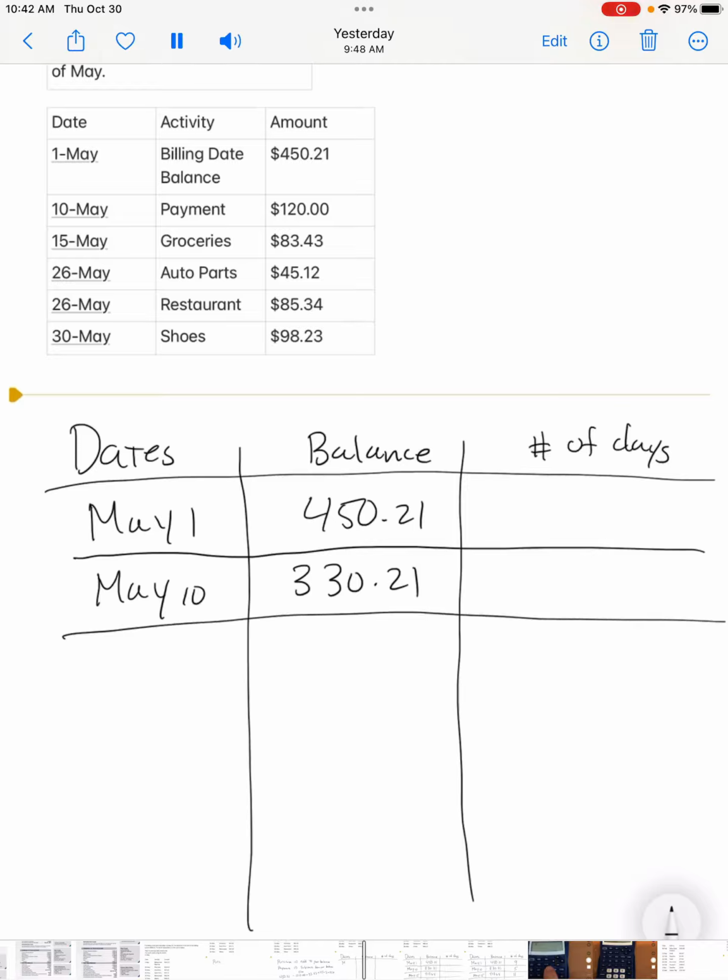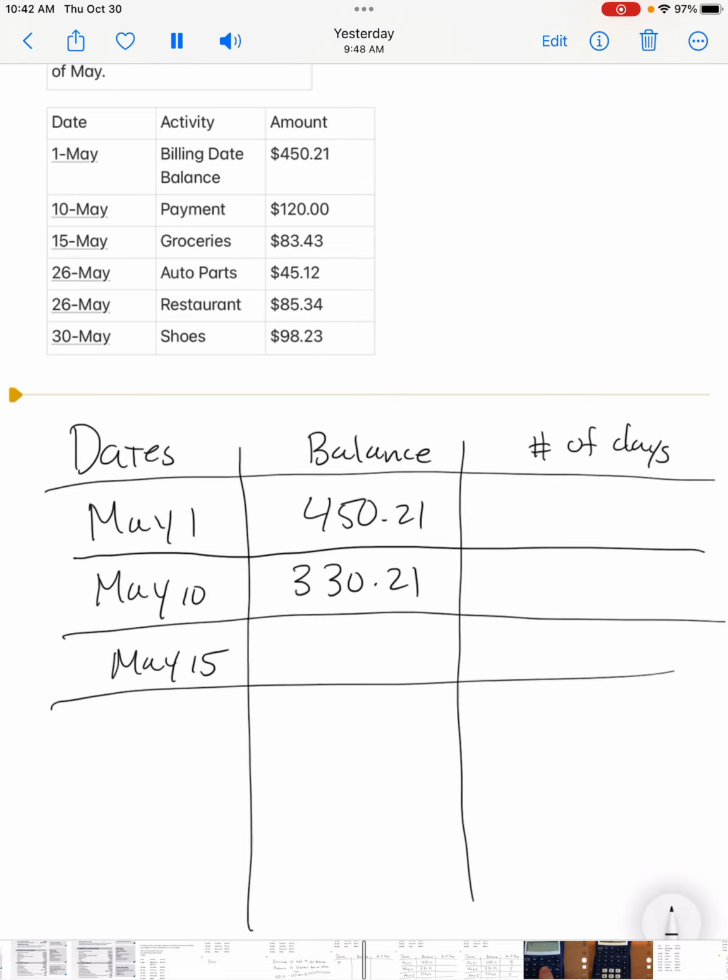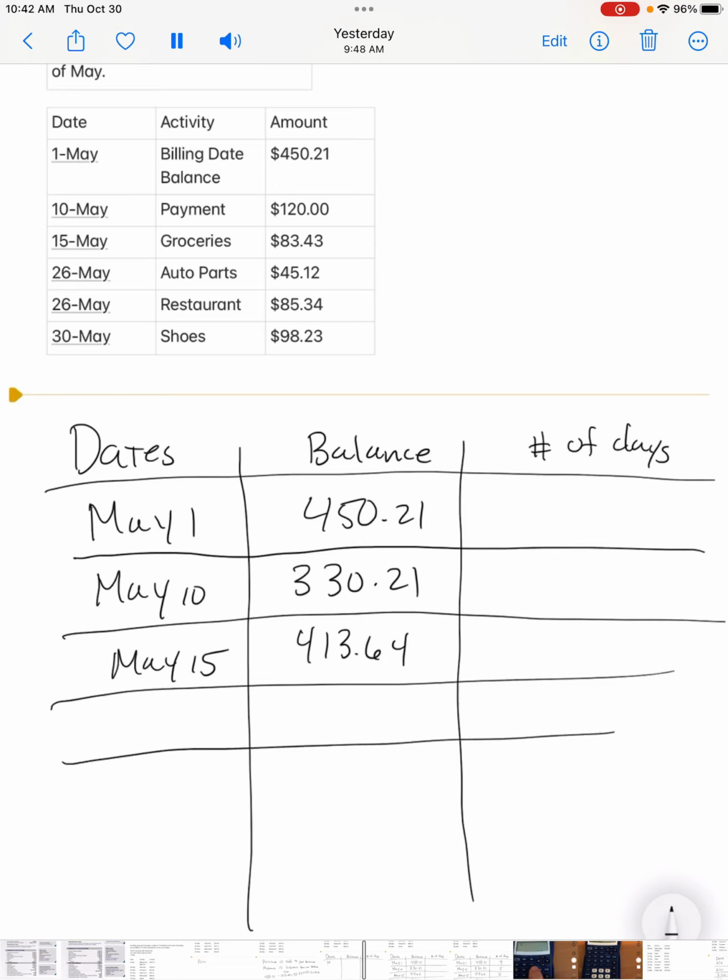Then something happened on May 15th, right? On May 15th, we bought some groceries. You can see that above. And so buying those groceries would add $83.43 to our total. And so that brings me to 413.64. Every time we're just keeping track of our balance. So you're going to do these first two columns first.